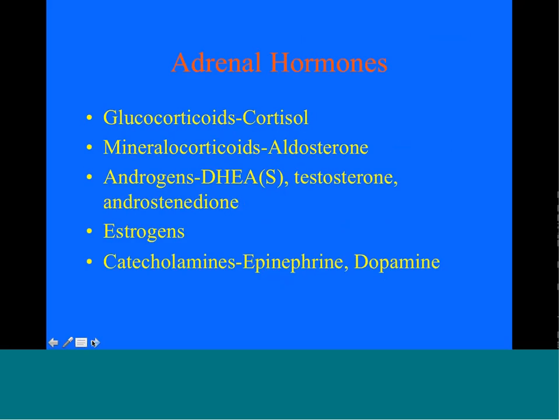The adrenal hormones are glucocorticoids. The predominant one in humans is cortisol, mineralocorticoids, aldosterone, androgens, DHEA and DHEAS, the sulfated form, testosterone, androstenedione, there's estrogens, and there's catecholamines made by the adrenal medulla, epinephrine, and dopamine.